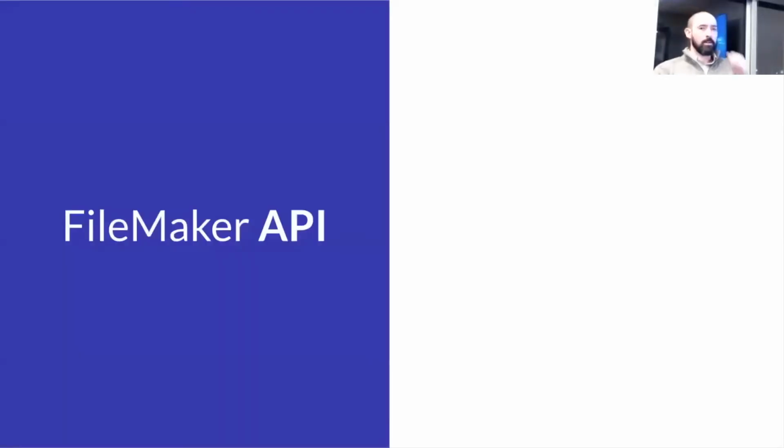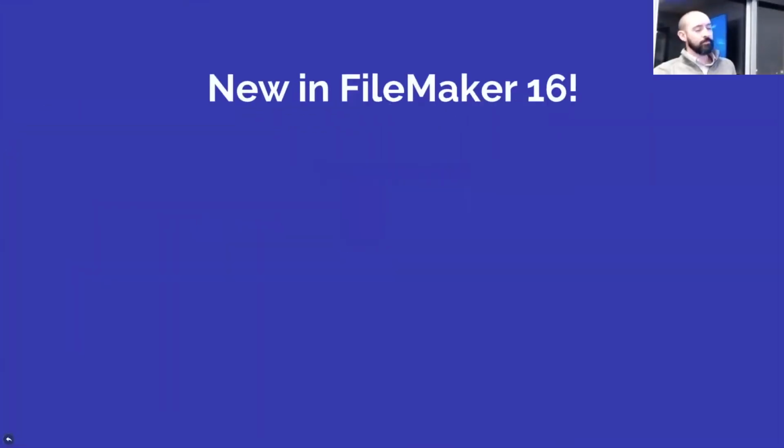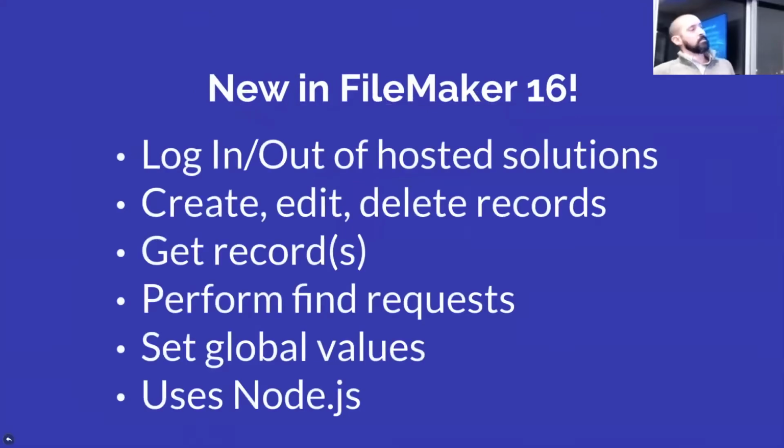Well, I'm going to be talking about a couple different things tonight. The first primary thing I'm going to hit on just a little bit is the FileMaker API, speaking generally about it. This came out new for FileMaker 16, and it has somewhat limited functionality, but we understand that's going to be expanded fairly soon. Right now, using the FileMaker API, we're able to log in and out of hosted solutions, create, edit, and delete records. You can also get record sets, perform find requests, and set global values.